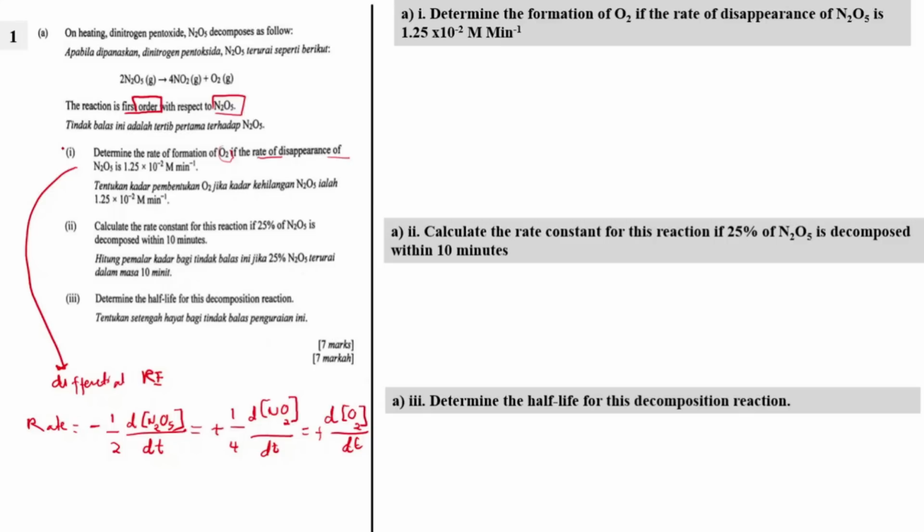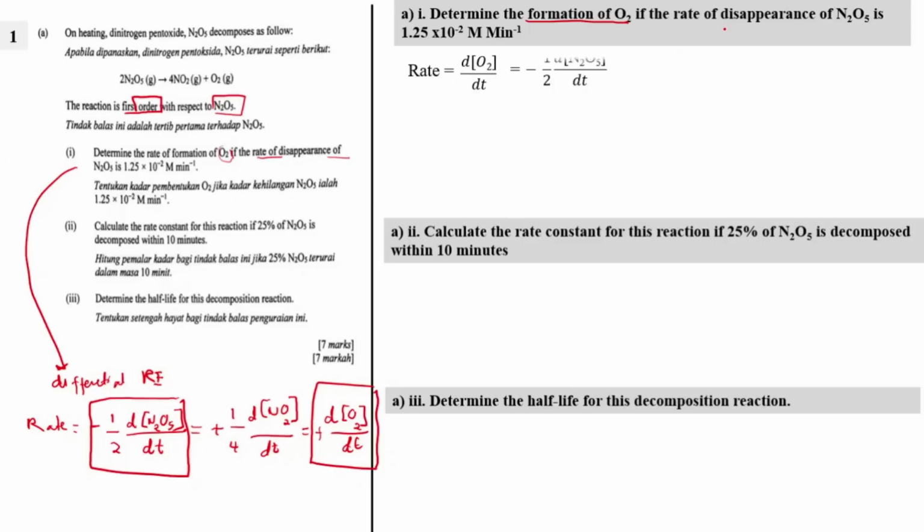In order to solve question number 1, we're going to compare the rate of formation, d[O2] over dt, with the rate of disappearance of N2O5. Here is the disappearance, so we're comparing these two boxes. Let us do that. We get rate is equal to d[O2] over dt, which is the rate of formation of oxygen, and the rate of disappearance is equal to negative 1 over 2 d[N2O5] over dt, where the negative represents the reactant and 2 represents the stoichiometry.